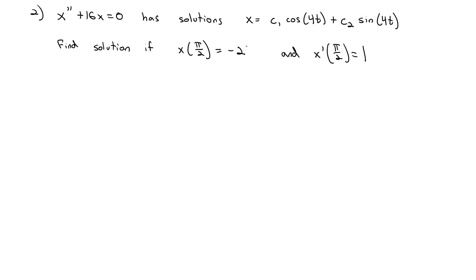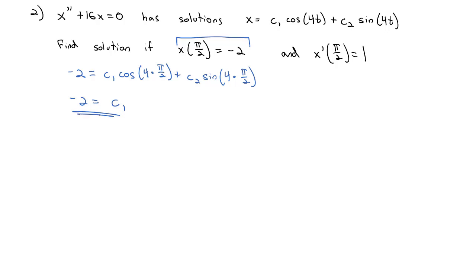So from the first equation, pi over 2 comma -2, x is equal to -2, so we'll say -2 is equal to c1 cosine of 4 times pi over 2 plus c2 sine of 4 times pi over 2. And this one's going to simplify really nicely. Cosine of 4 pi over 2 is the cosine of 2 pi. The cosine of 2 pi is 1. 1 times c1 is c1. Plus c2 times the sine of 2 pi. Well, the sine of 2 pi is 0, so that goes away completely. And we end up knowing now that our first constant has to be -2.